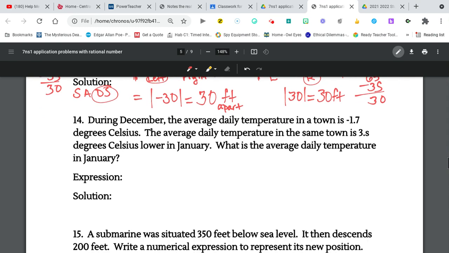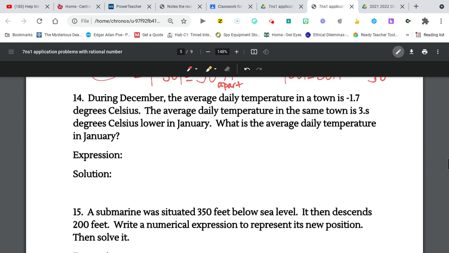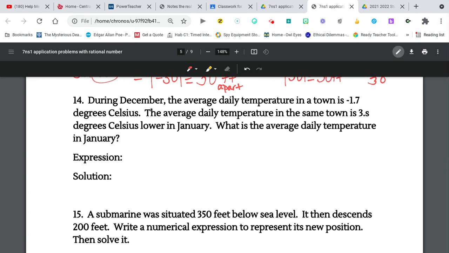Excuse me. Let's take a look at number 14. During December, the average daily temperature in a town is -1.7 degrees Celsius. Okay, now it gave us the number in terms of whether it's positive or negative. The average daily temperature in the same town, and let's write this as 3.5, everybody fix it on your paper, is 3.5 degrees Celsius lower in January. What is the average daily temperature in January?